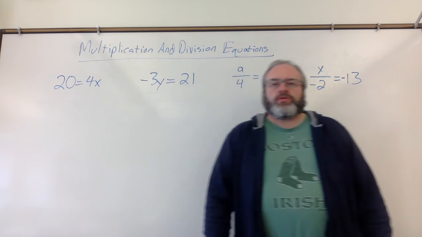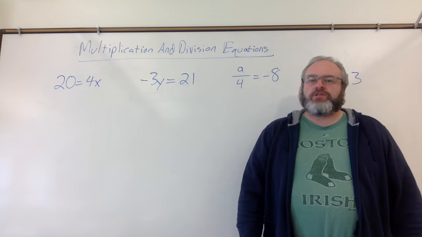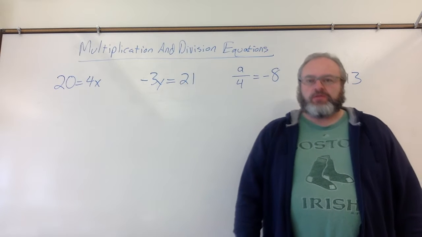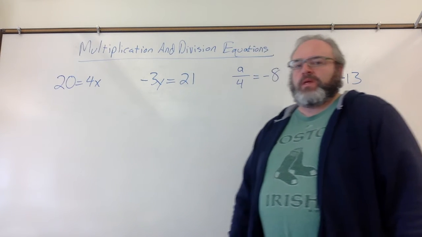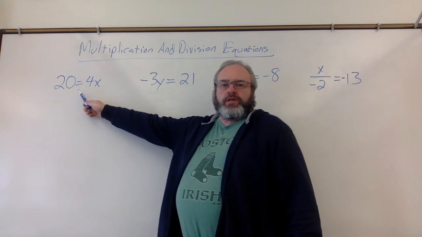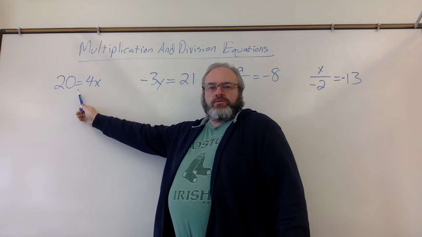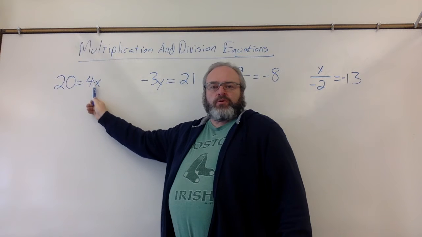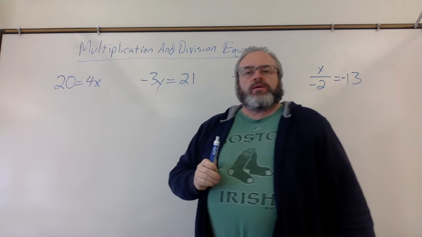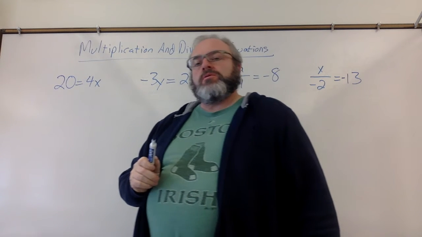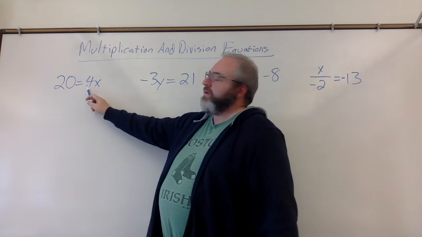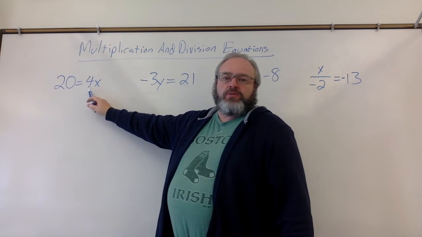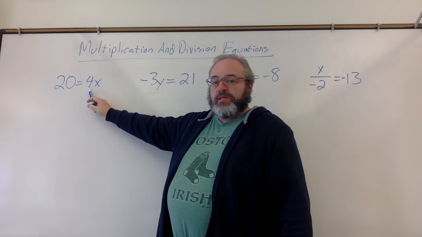Today we're going to be doing multiplication and division equations, solving one-step equations through multiplication and division. So we're going to start with this problem right here. 20 equals 4x. We're looking to figure out what x is, and when we're solving equations, our goal is to get the variable all by itself, which means we've got to get everything else to cancel out, which means doing the opposite of what's already being done.